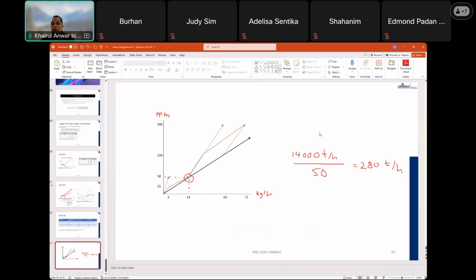So, any issue? Okay. So that is the limiting composite curve. Why you need to learn this? Whenever you want to do optimization for how much water that we can save, then you need to do this step. Okay. Let me show you another slide, the water cascade.